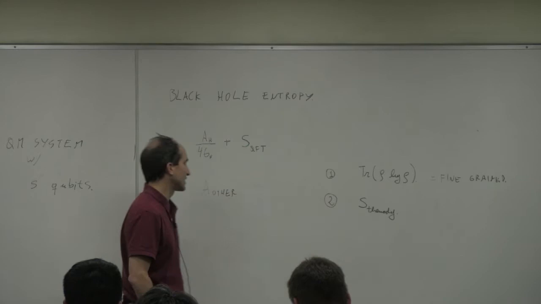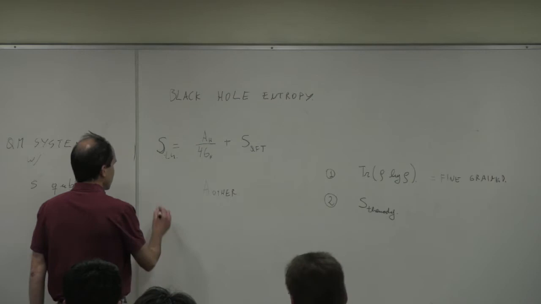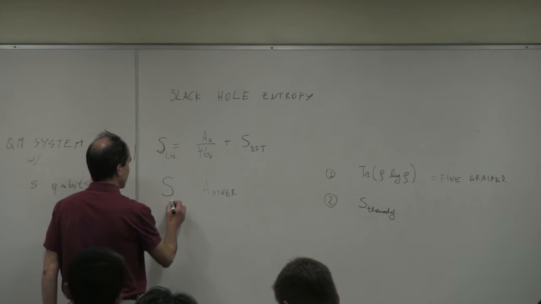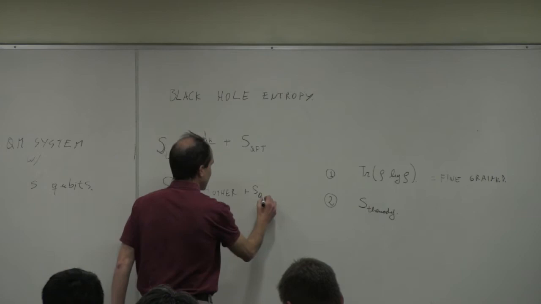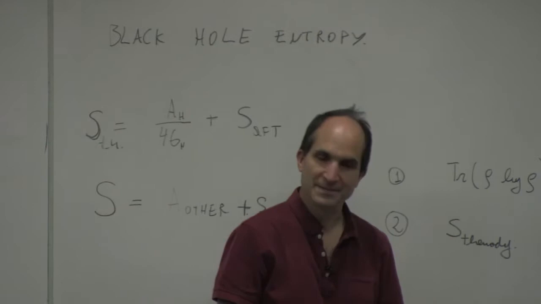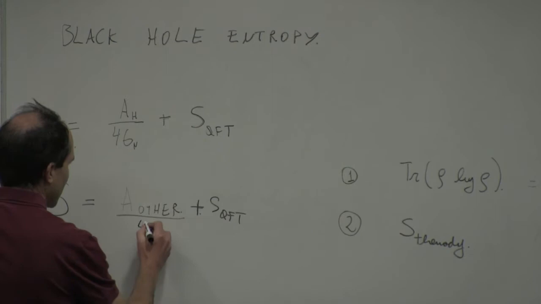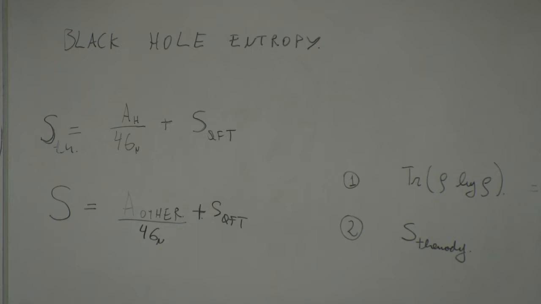Okay. Now, the progress in the last few years has been that there is a second black hole entropy, which is A other plus some S_QFT. And there is some other surface here that gives us this entropy of the black hole. Okay. So what is this other surface? Any candidates? No? Never heard about this formula?